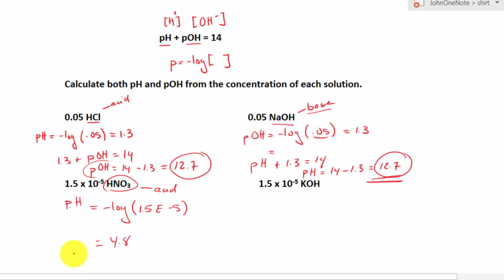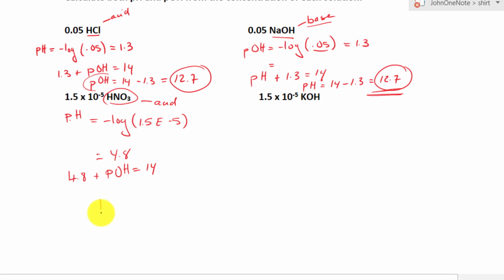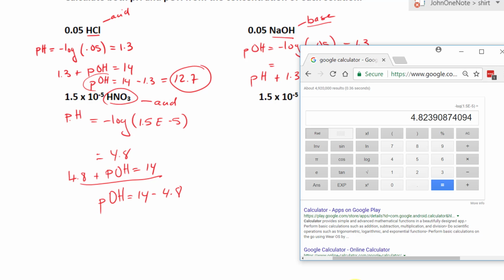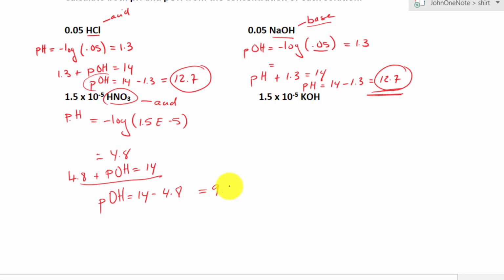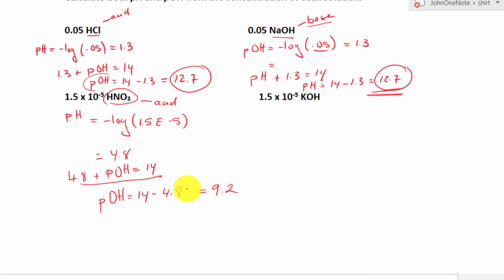And in this case, if we have our pH, which is 4.8, plus our pOH equal to 14, that means the pOH must be equal to 14 minus 4.8, which in this case is going to be what? 14 minus 4.8 is equal to 9.2. So that is the value of pOH.